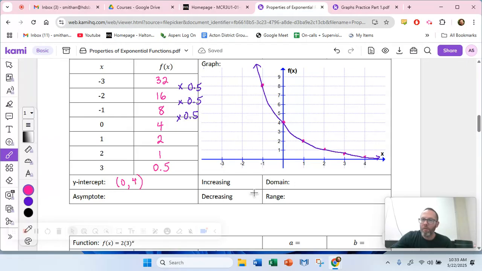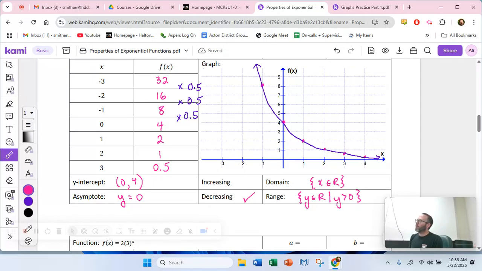And then everything else was the same as the previous one. It was decreasing. We flatten out at y equals 0. The domain is x can be any real number. And the range, same thing. The y values are always above 0. Interesting.